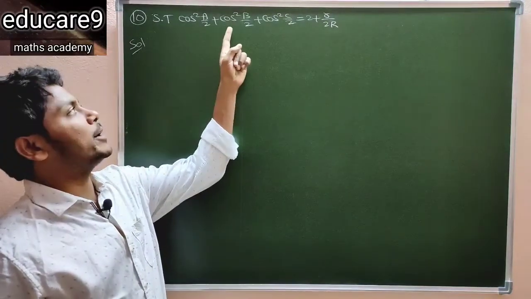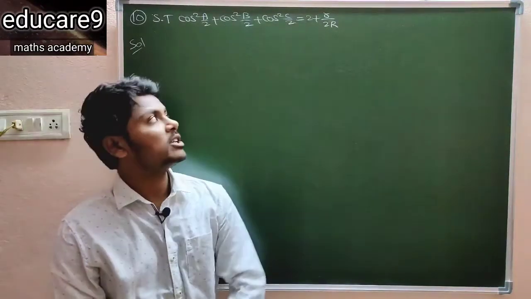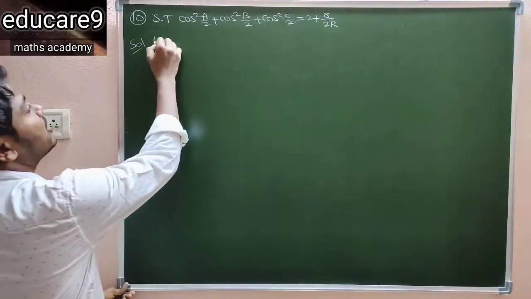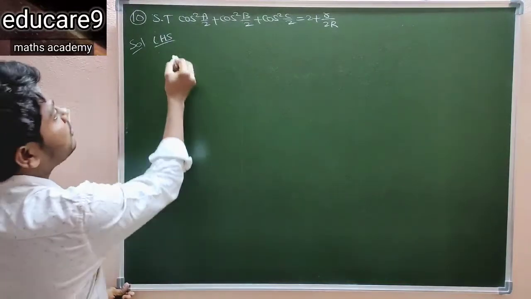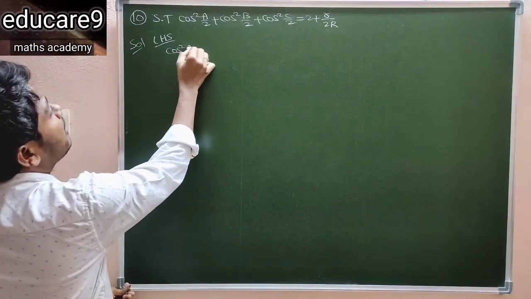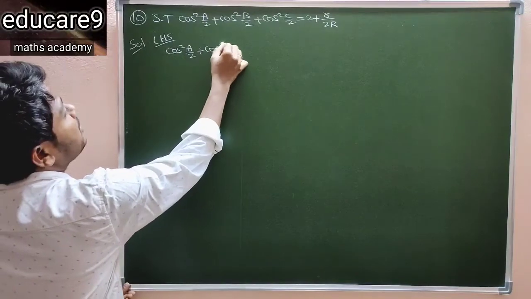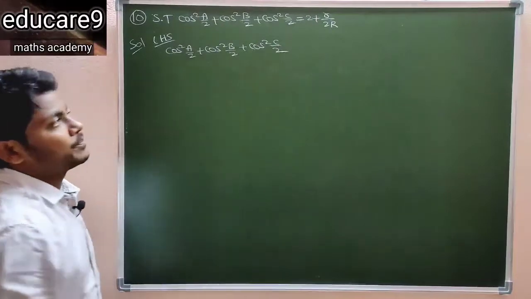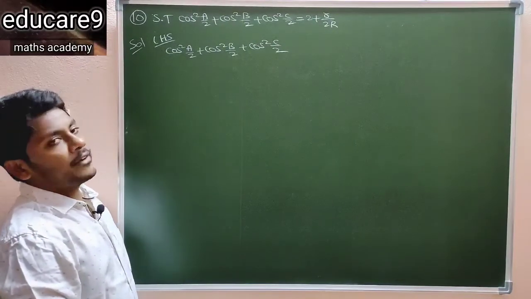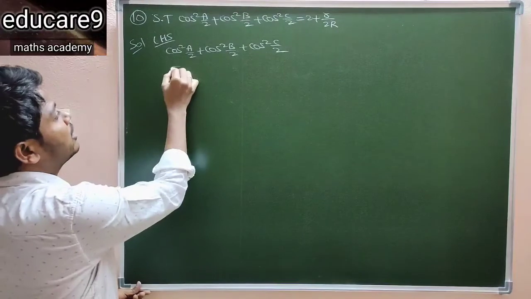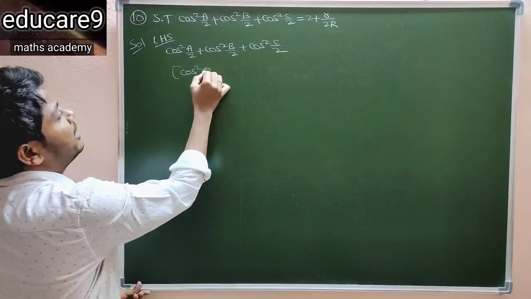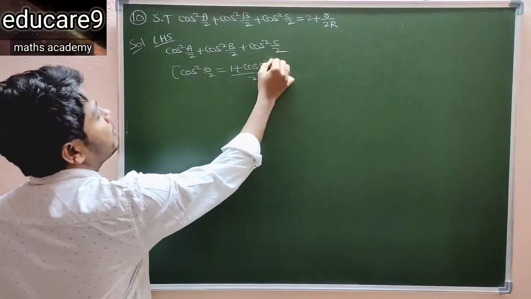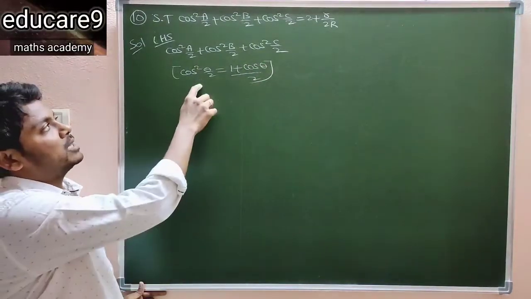So that cos square A by 2 plus cos square B by 2 plus cos square C by 2 is what? 2 plus small r by 2 capital R. So here first consider the LHS. So what is that? Cos square A by 2 plus cos square B by 2 plus cos square C by 2. So here we have to apply the half angle formulas. So here we know that cos square theta by 2 is equals to what? 1 plus cos theta divided by 2. Okay. We have to apply this formula here.